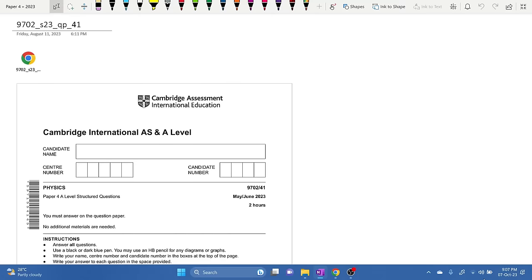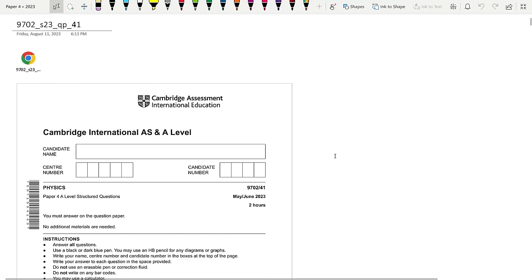Hi everyone, we're solving this physics paper today. This is 9702, May-June 2023, paper 4-1, as you can see over here. 9702, paper 4-1, May-June 2023, physics, paper 4, A-level structured questions.